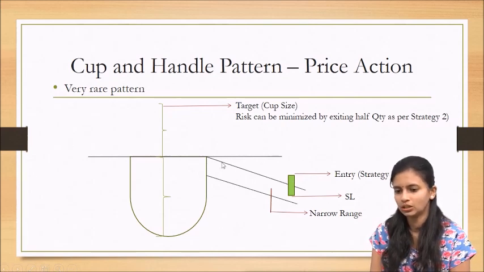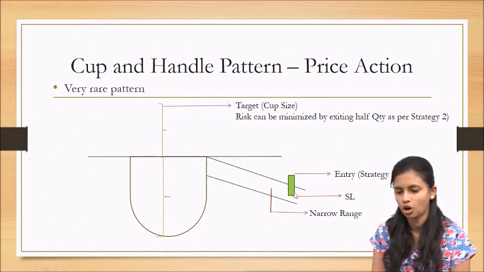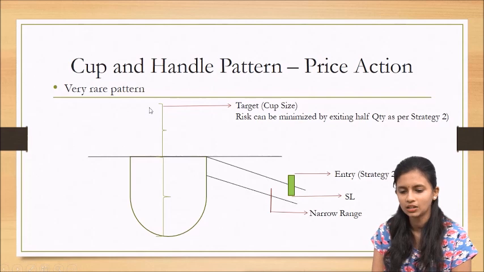Okay, so this is a breakout. You can see here breakout, right? The candle will be moving between this, and when a candle moves out of this range, it becomes a breakout candle. Entry will be here, stop loss will be here, target will be this cup size itself. Okay, what is the size of this cup? That will be the target just by keeping a buffer.